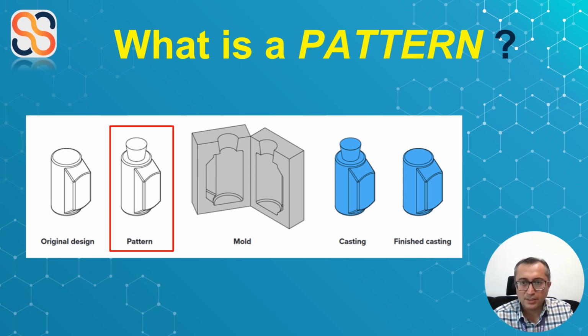Even though patterns look just like the final casting we want to make, they usually include extra allowances for things like shrinkage and other factors that come into play during casting. The purpose of the pattern is to create a cavity where we pour molten metal, which then solidifies to become our final product.